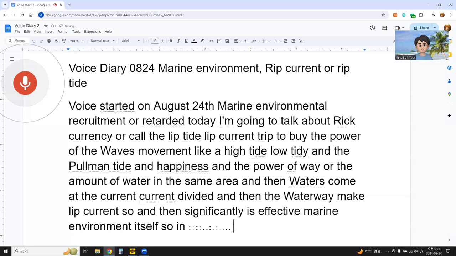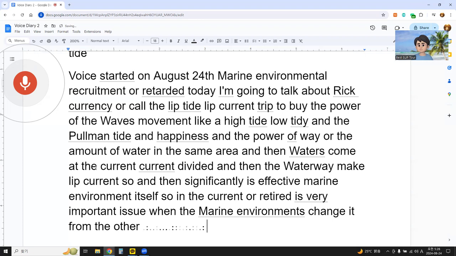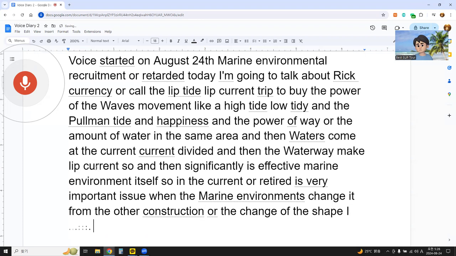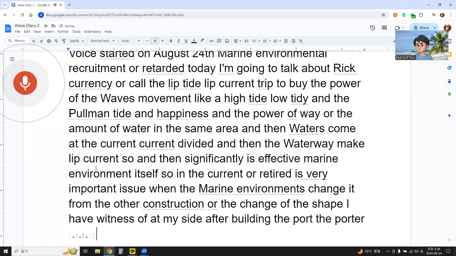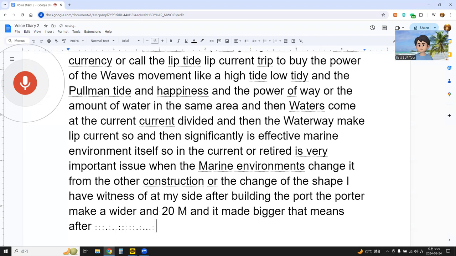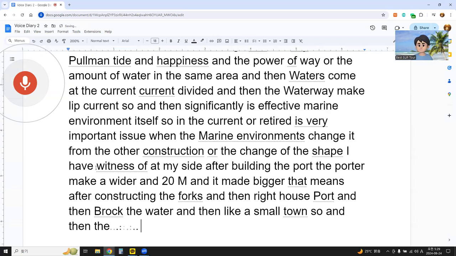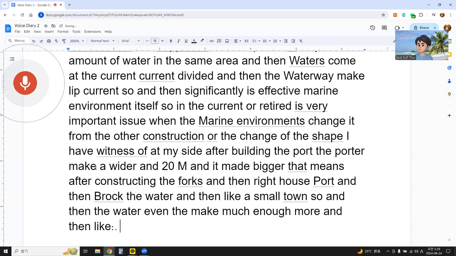Rip current or rip tide is a very important issue when the marine environment is changed by other construction or a change of shape. I have witnessed at my site, after building the port, it was made wider by 20 meters and it made it bigger. That means after constructing the port and the lighthouse port, it blocks the water like a small dam.